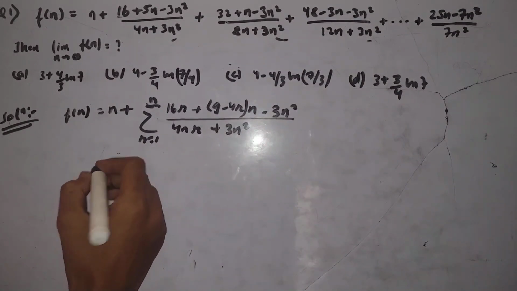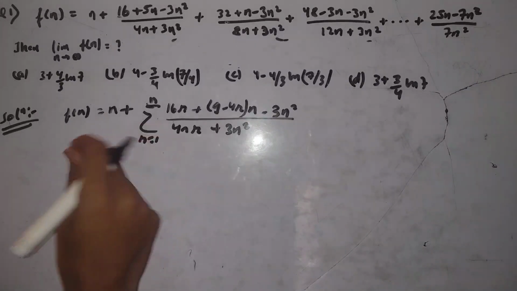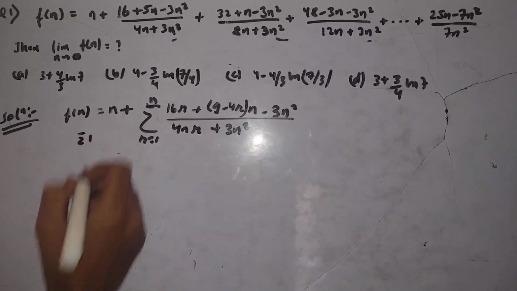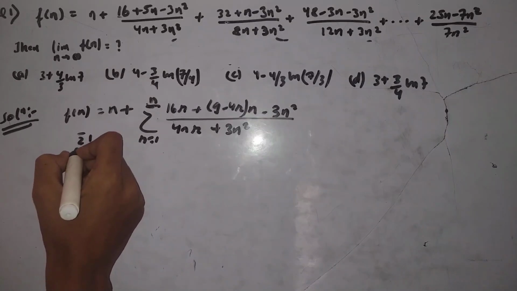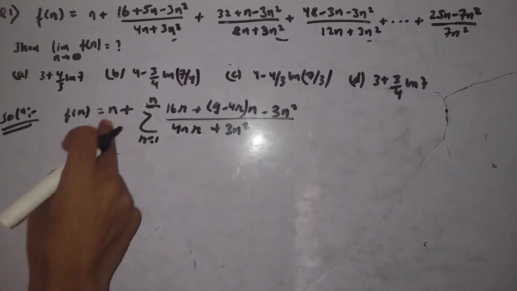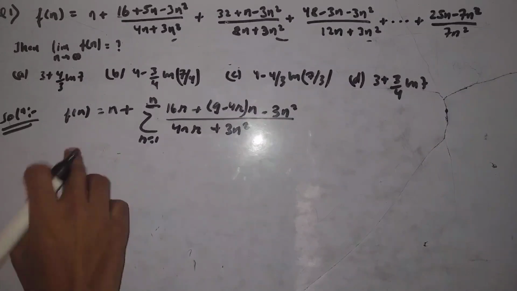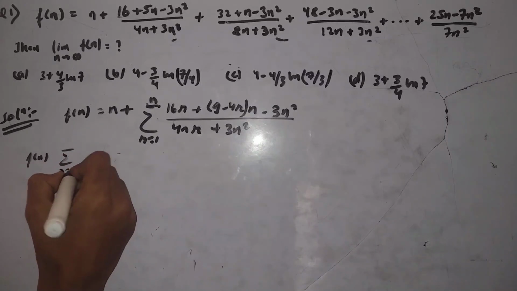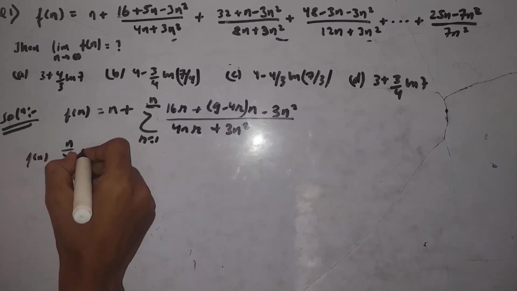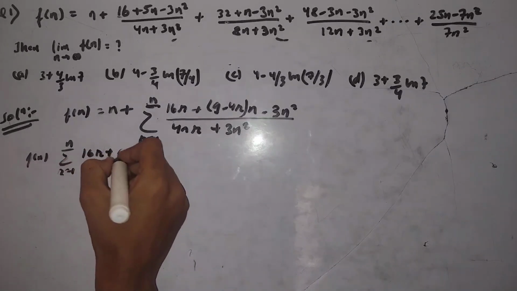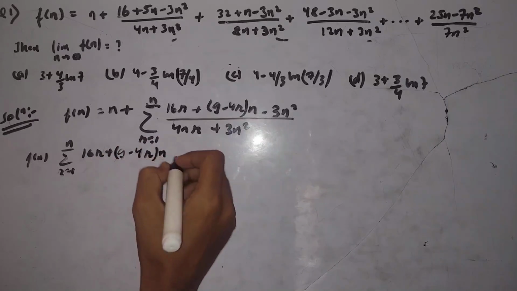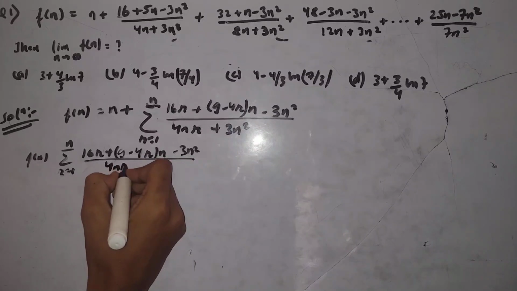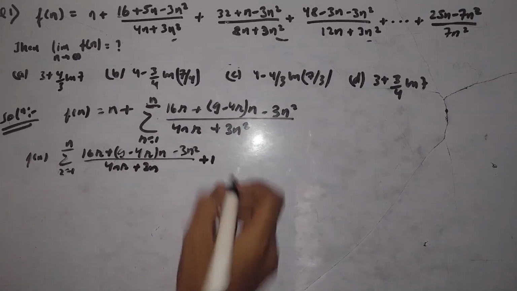Or we can also take n common, because we can write this as summation of 1 from 1 to n, so this is actually n. So we can also take this common and we can write f of n as this. f of n is sigma r equals 1 to n, of 16r plus 9 minus 4r into n minus 3n square, divided by 4nr plus 3n square.